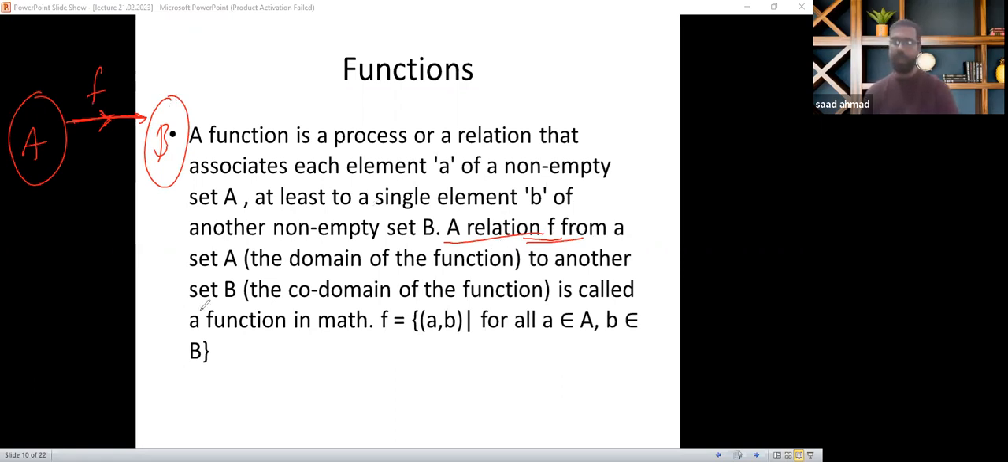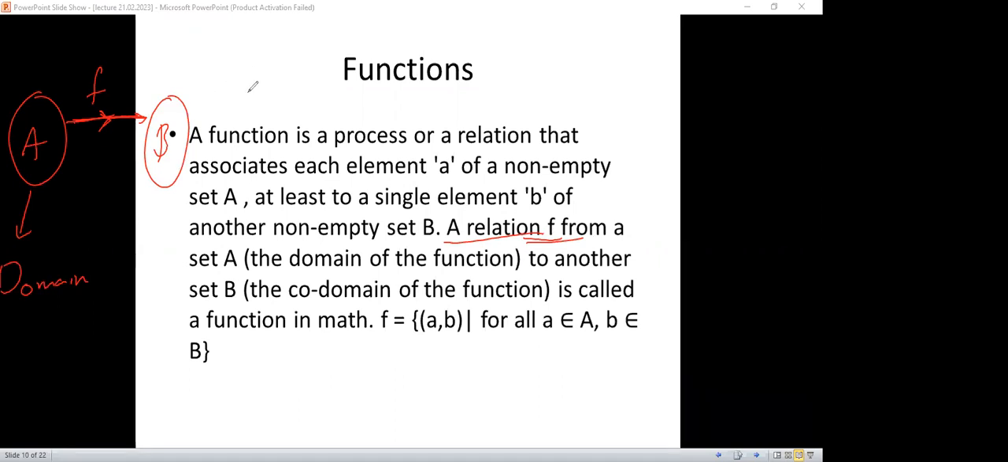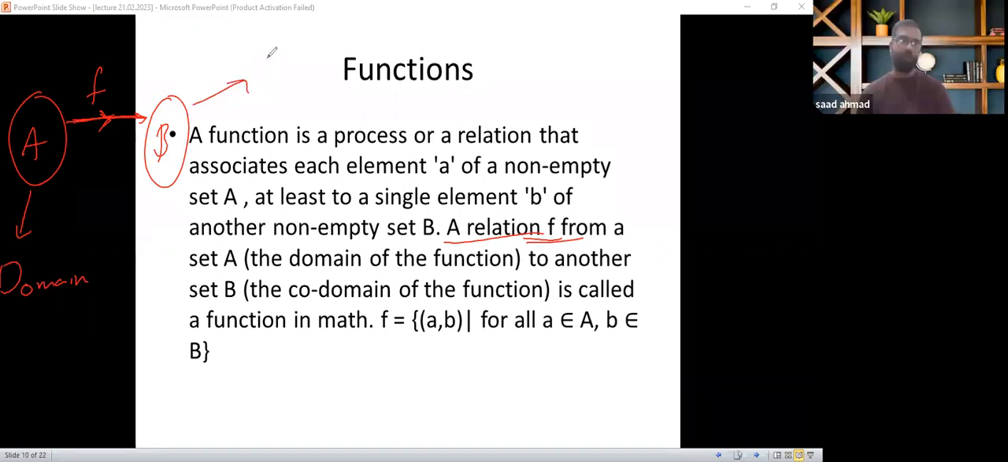The set A, from where we are taking the inputs, is the domain. And the set of outputs, people use different names for it. They can sometimes call it the codomain. They can call it the range. Or they can also use the word image. So these are all words for the set of outputs: range, codomain, and image.